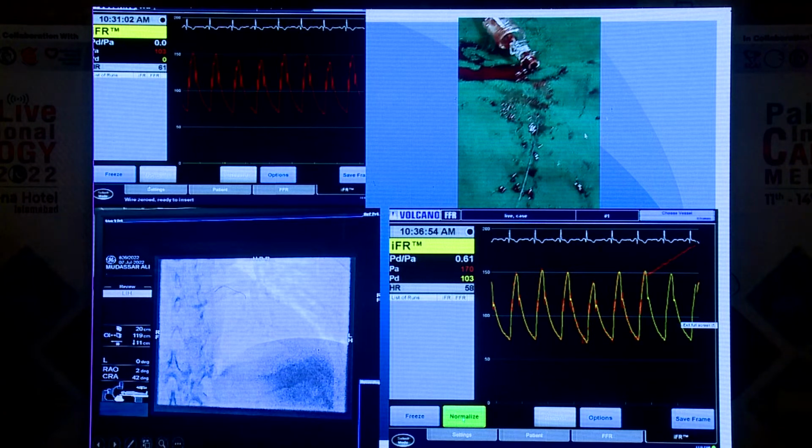And then you press the normalize button over here, or the equalize button some other wire systems have. And these pressures should be equal. The reading should be 1 over there.